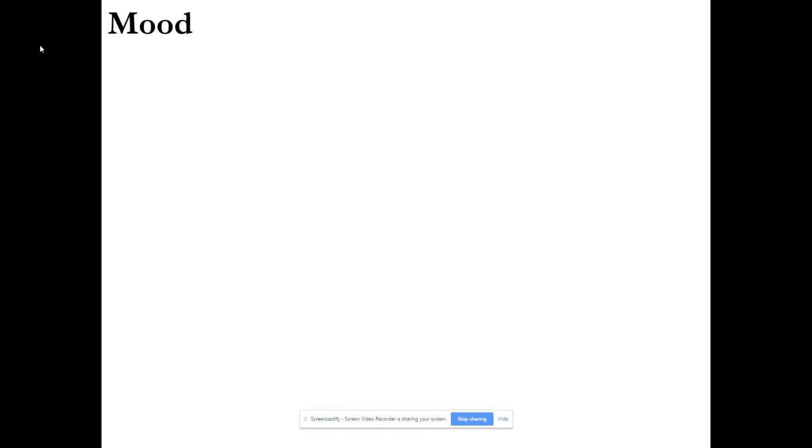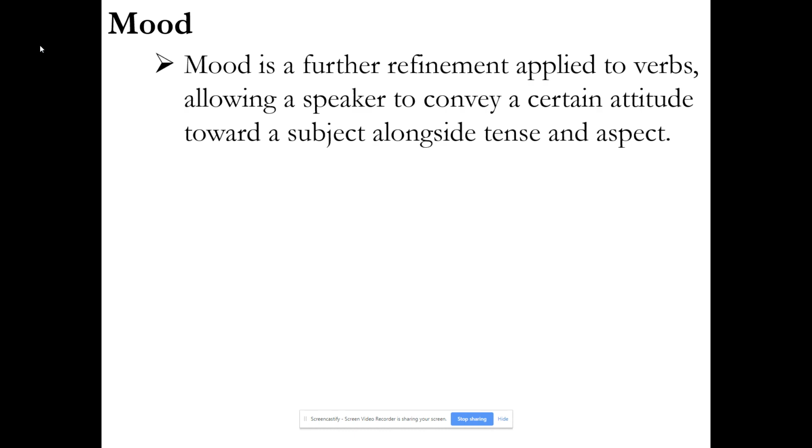Okay, now we need to add mood here. So, mood is an even further refinement that many European languages, including English, apply to verbs that add on top of tense and aspect attitude, right? The speaker is conveying a certain attitude toward a subject without necessarily explicitly stating that that is their attitude, right?